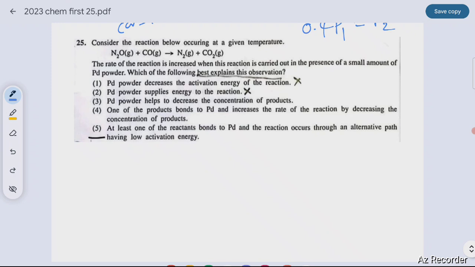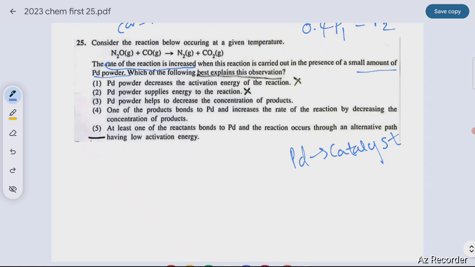Right, so they are telling that the rate is increased when a small amount of palladium powder is used. Now, when a small amount of a catalyst is used, you all know the rate is increased. So, palladium should be a catalyst. So, the question indirectly tests the knowledge of catalysts here.